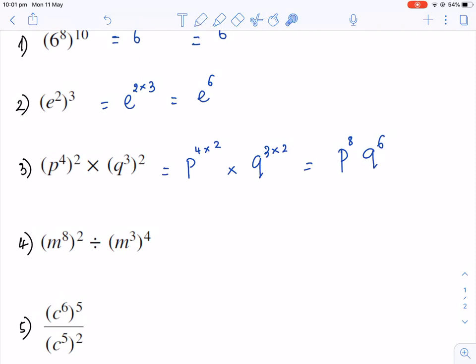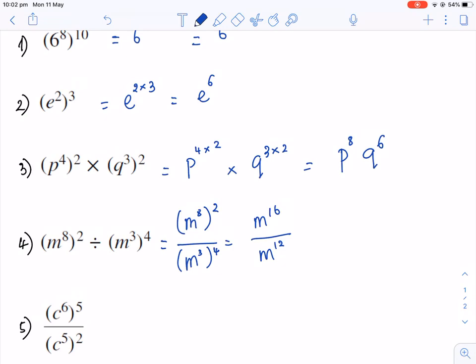Question 4. When you see such a number, I recommend you change this number into fraction form. So it's m to the power of 8, and the whole thing to the power 2, divided by m to the power 3, and the whole thing to the power 4. And then with these two parts, we're going to apply the fourth index law separately. Equals m to the power of 8 times 2, which I shorten to 16. And in the denominator, it's going to be m to the power of 3 times 4. So it is m to the power of 12.